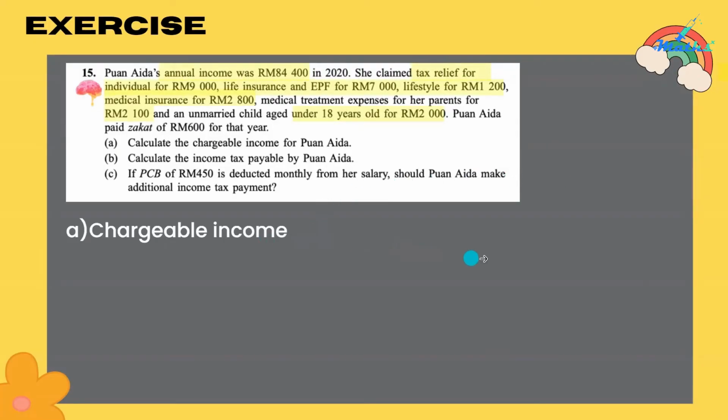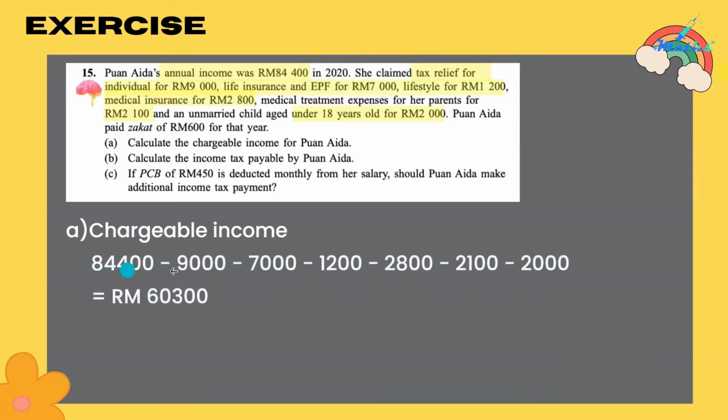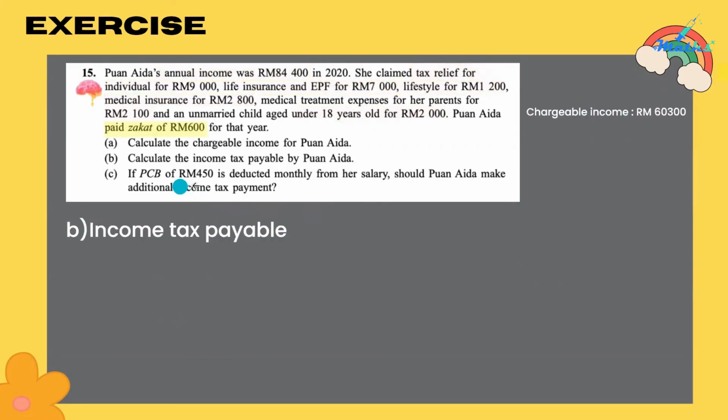So for the chargeable income, we need to use annual income minus all of the expenses. So we minus all of the expenses that I highlight here. So the answer should be 60300. So let's move to B. B is calculate the income tax payable by Puan Aida.